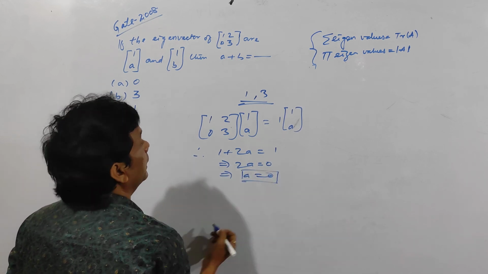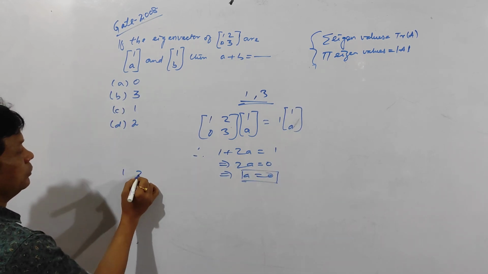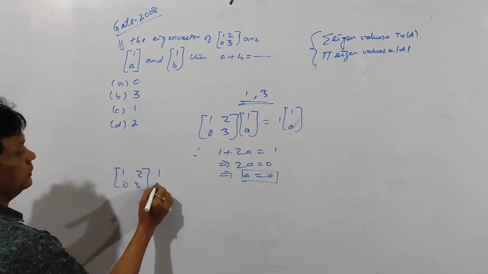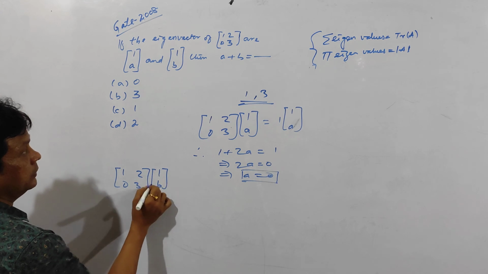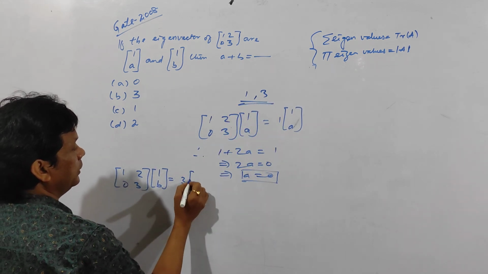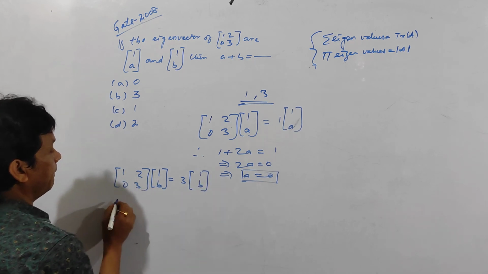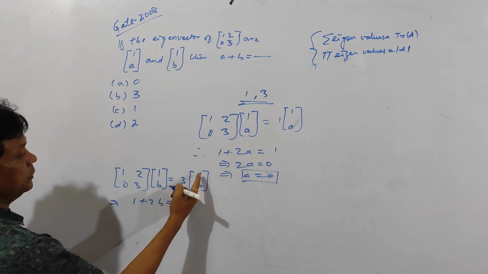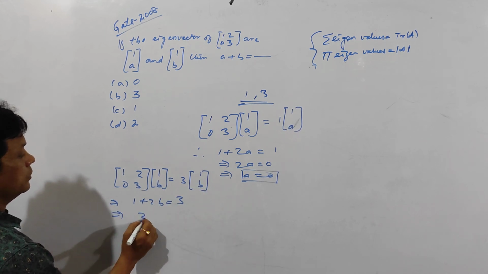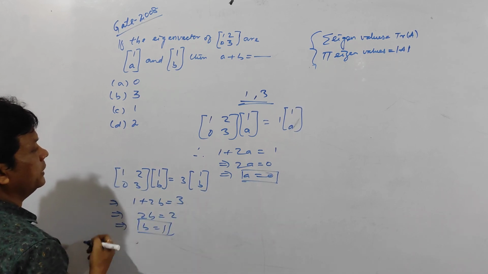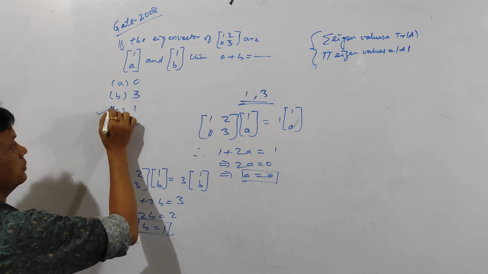Clear? Again, the second part. 1, 2, 0, 3 times the vector 1, b is equal to the eigenvalue 3 times 1, b. So 1 plus 2b is equal to 3. So 2b is equal to 2, so b is equal to 1. So b is equal to 1 and a is 0, so a plus b is 1 plus 0, which is 1. So C is correct.